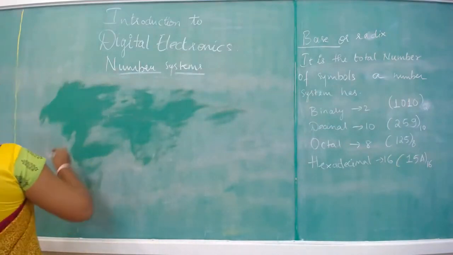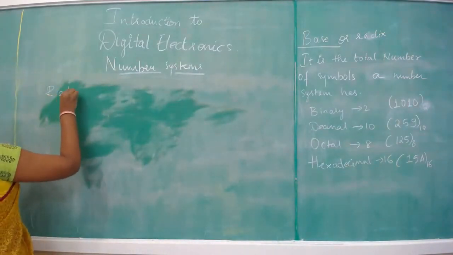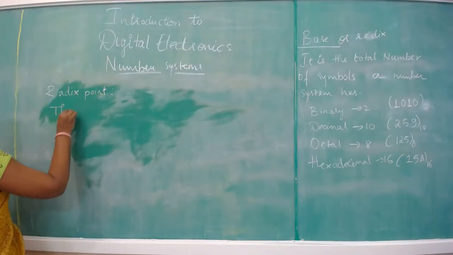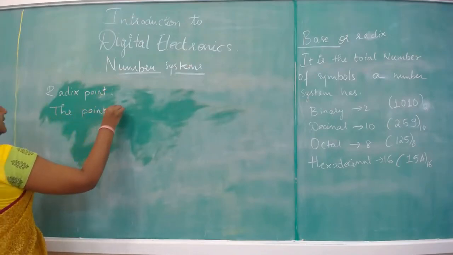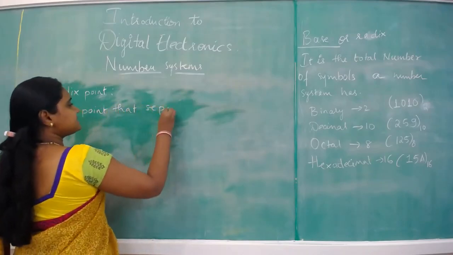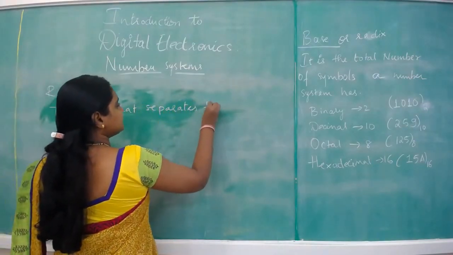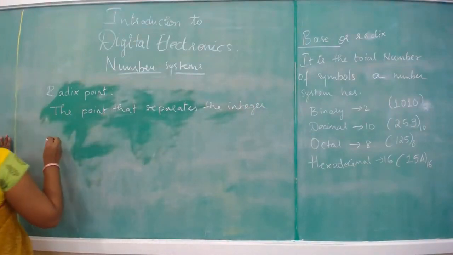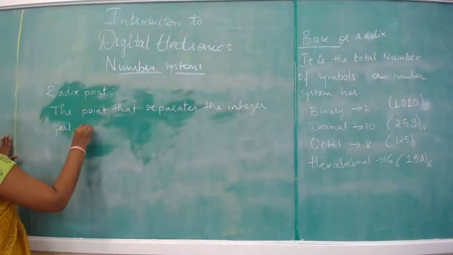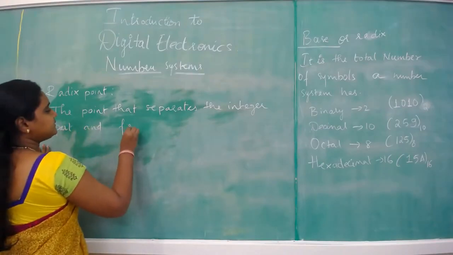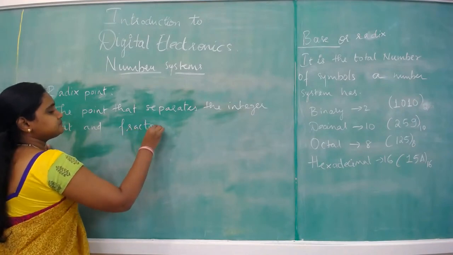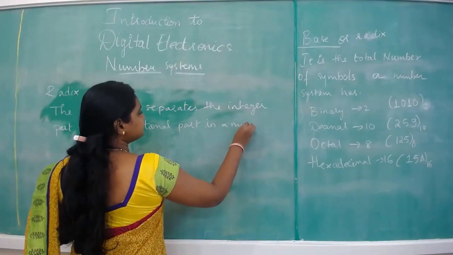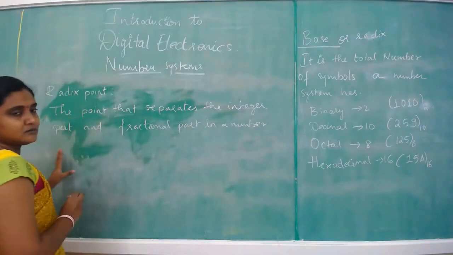Next definition is radix point. The point that separates the integer part and the fractional part in a number is called the radix point.